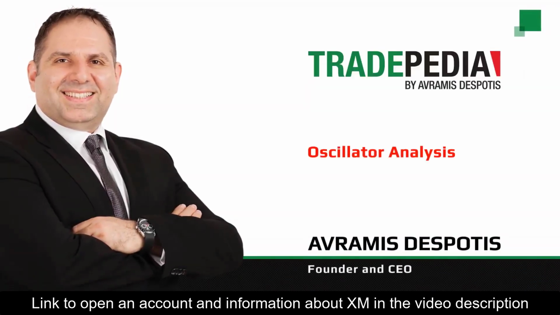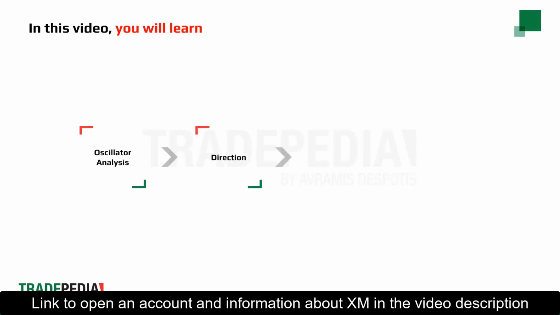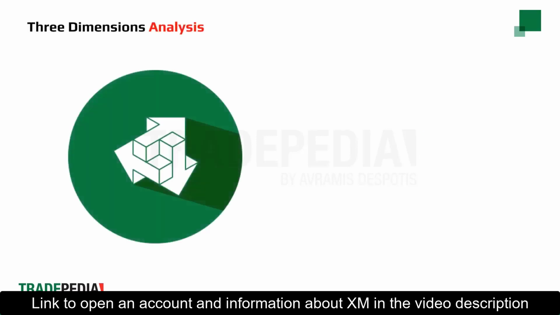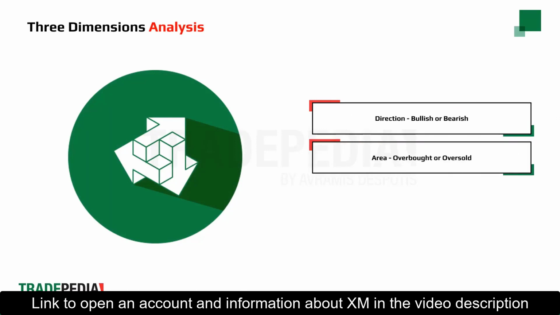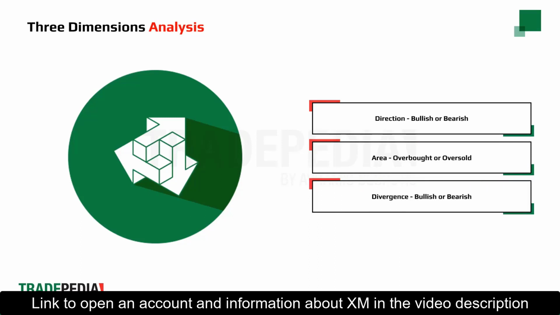Oscillator analysis. In this video, you will learn how oscillators are analyzed: direction, area, and divergences. Oscillators are analyzed in 3 dimensions: direction, whether it is bullish or bearish; area, whether it is overbought or oversold; divergences, whether it is bullish or bearish.